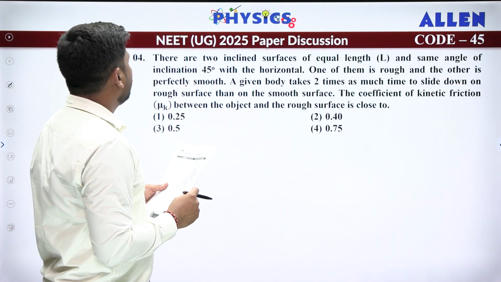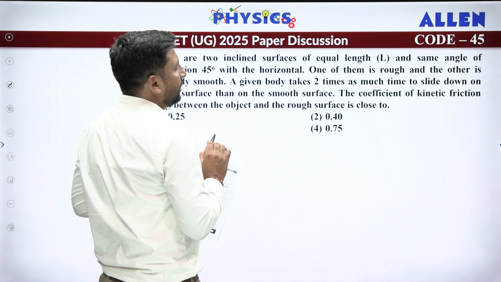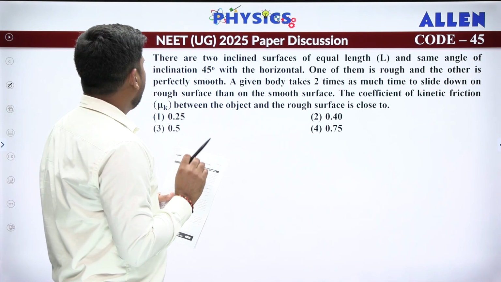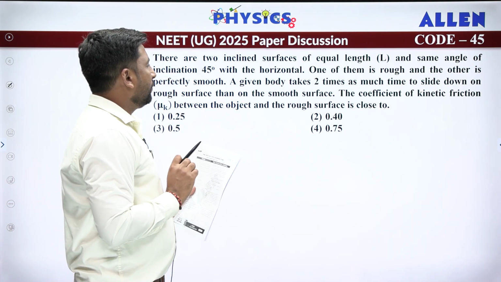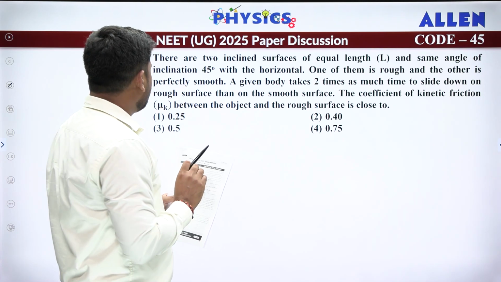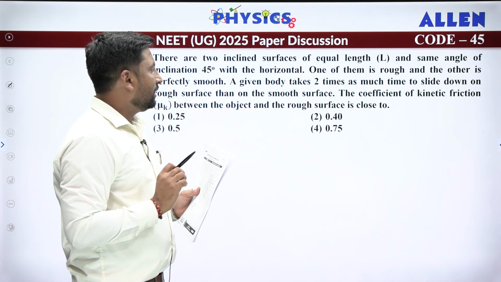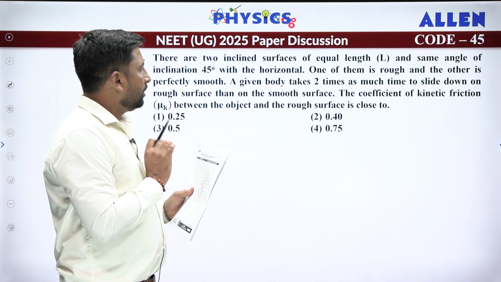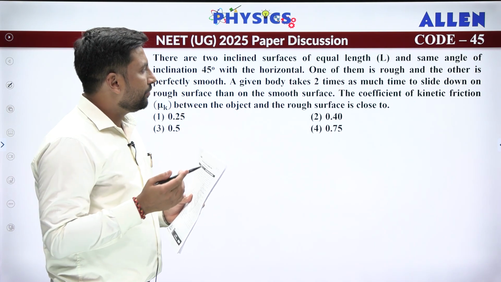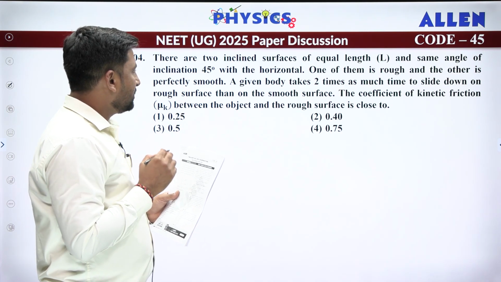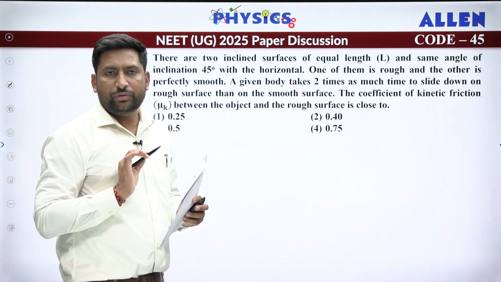Question number 4. They are saying there are two inclined planes, each of equal length, with the same angle of inclination, 45 degrees with the horizontal. One of them is rough, another is perfectly smooth. It is given that a body takes 2 times as much time to slide on the rough surface as on the smooth surface, right?